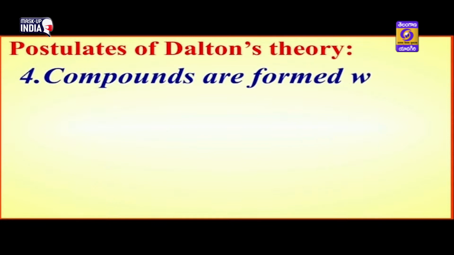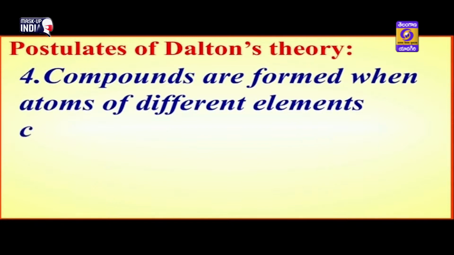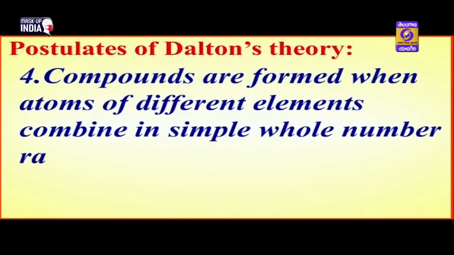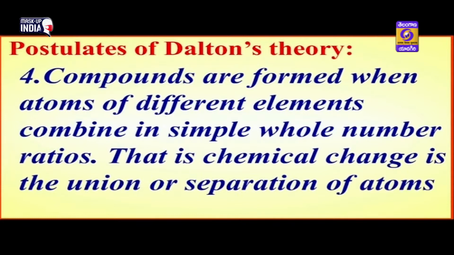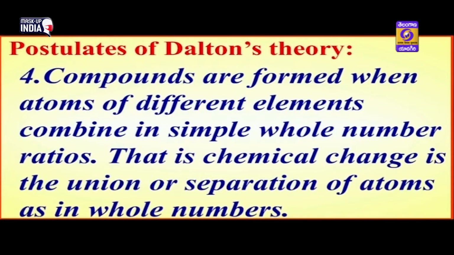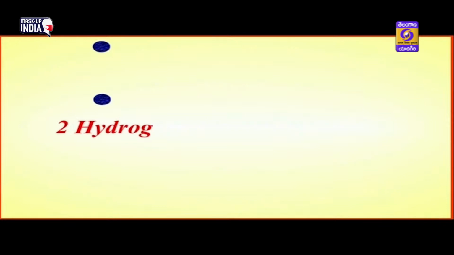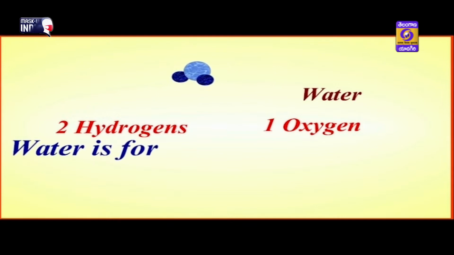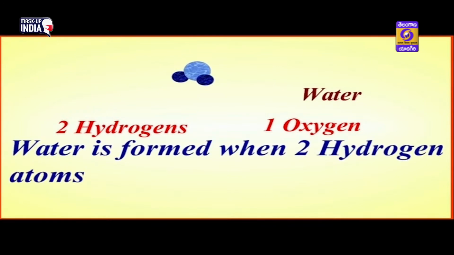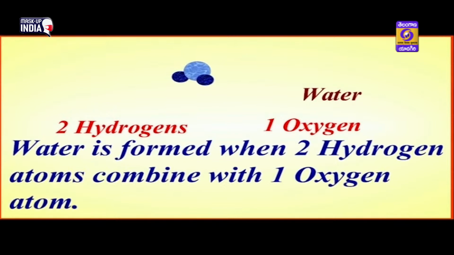Number 4. Compounds are formed when atoms of different elements combine in simple whole number ratios. That is, chemical change is the union or separation of atoms in whole numbers. Observe, my dear children, here 2 hydrogens and 1 oxygen combine together to form water. Water is formed when two hydrogen atoms combine with one oxygen atom.